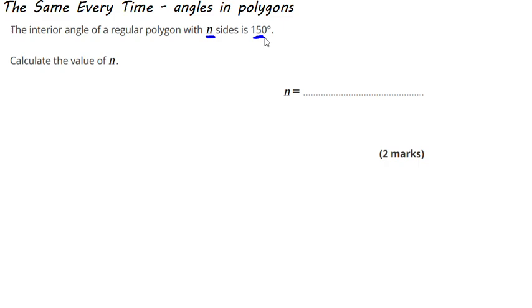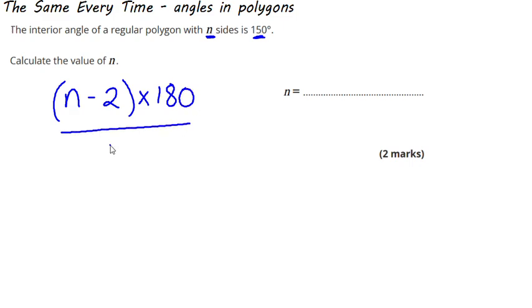Let's just see what the formula would be though. If I actually knew what n was, I would do my formula like this. N minus 2, number of sides minus 2, times 180 divided by n. And I know in this case that that has to be equal to 150 degrees. So really, I can just keep guessing answers. So for example, I can put n equals 10. Try it on your calculator. N equals 10. So on my calculator, 10 minus 2 times 180 divide by 10. Well, that gives me 144, so that's too small.